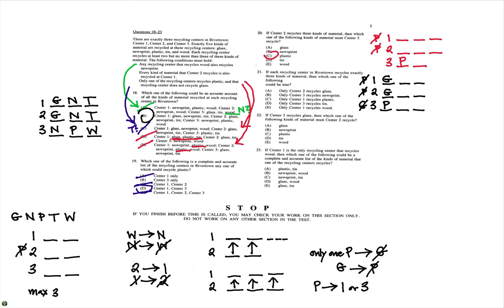Now, who do we have left to place? Well, we can't use P anymore. Plastic is out, so we have N, T, and W. And you notice that if you have W, you must have N. And the only other possibility then would be to have N with T. But you notice N is in both of those scenarios, and then it would be either T or W.